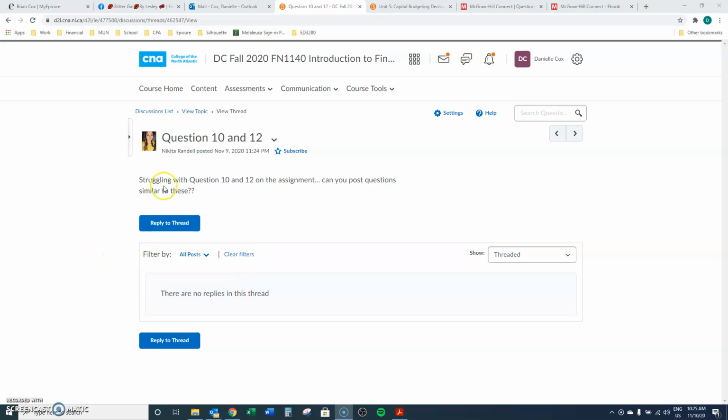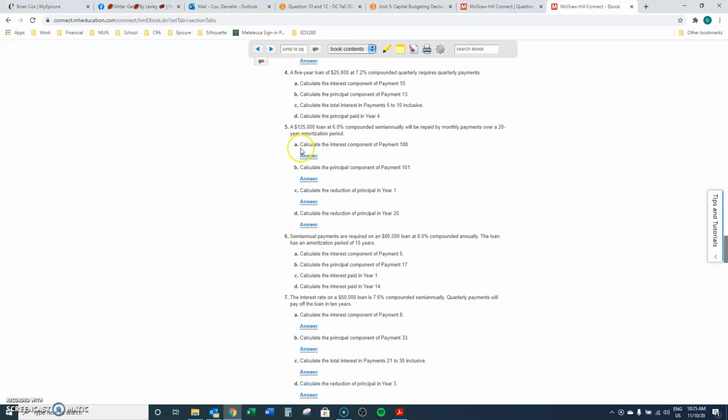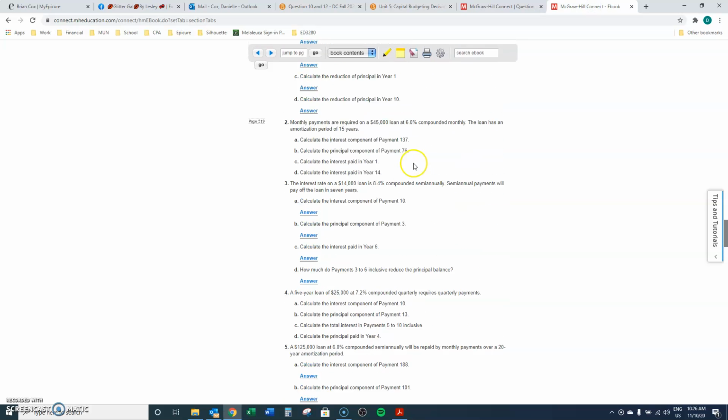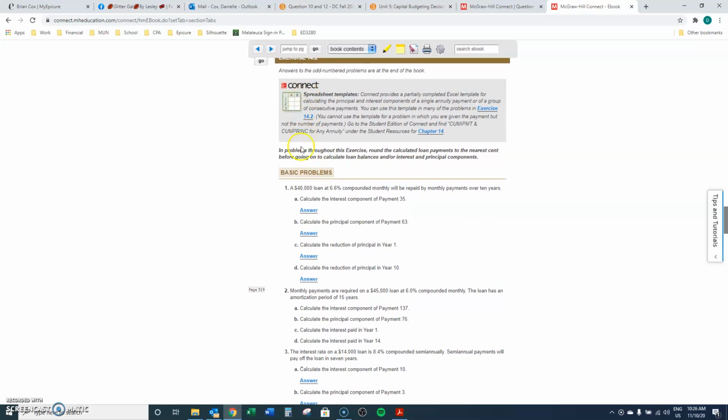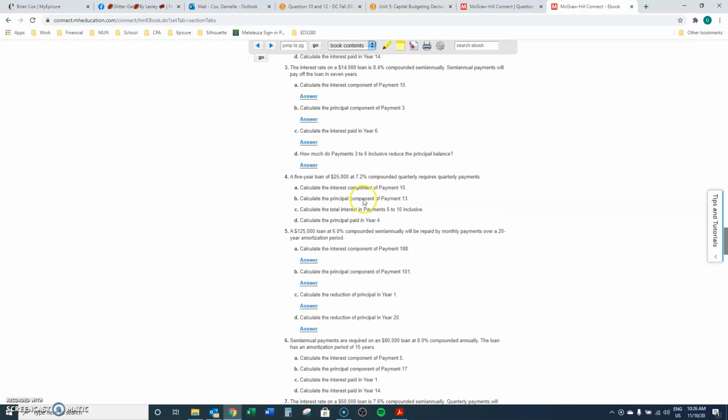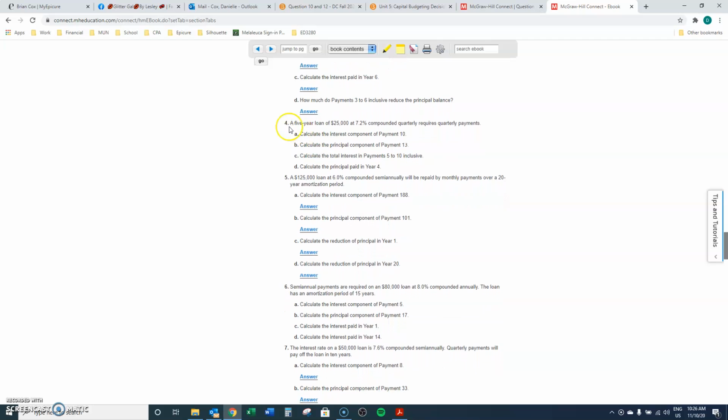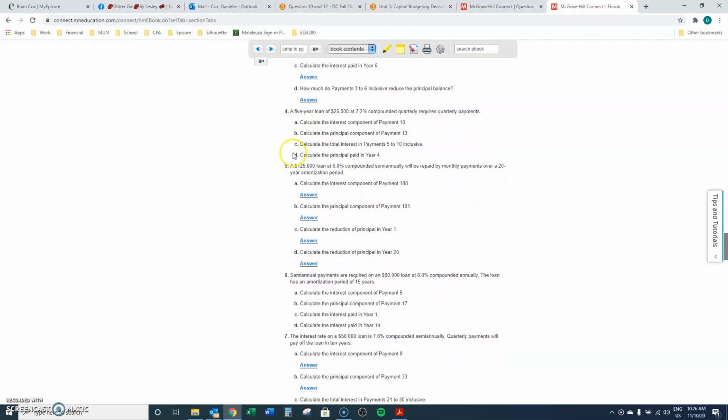Okay, so we have a question posted here, struggling with question 10 and 12 on the assignment. So I'm going to do one right now that's similar to question 10. Then I'll post a separate video for question 12. So similar to question 10, I'm going to do an example in section 14.2, I believe? Yeah, section 14.2. We're going to look at question number 4, but we're just going to do part D, which is similar to question 10.